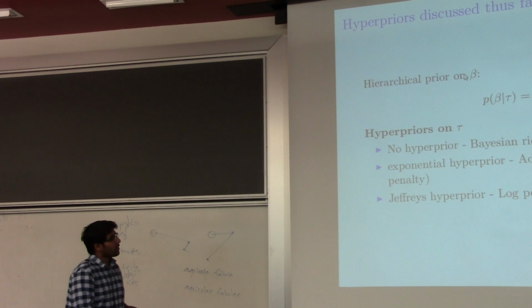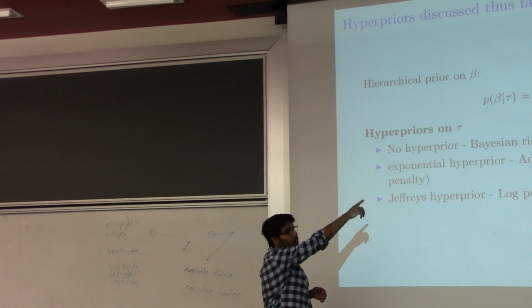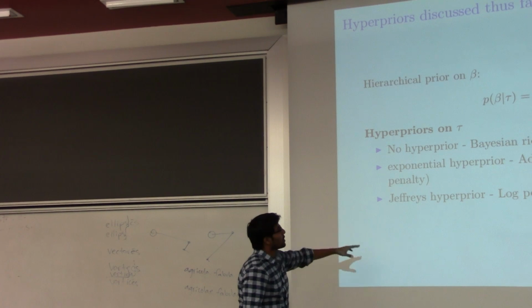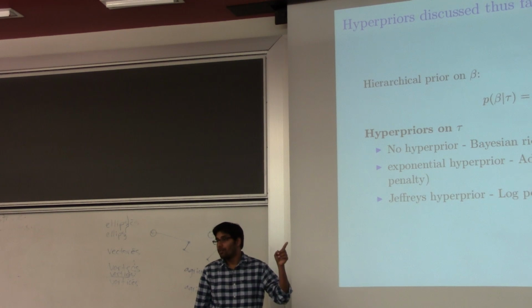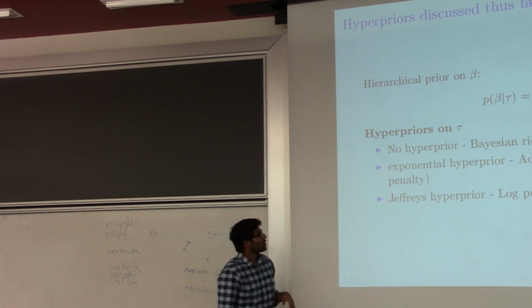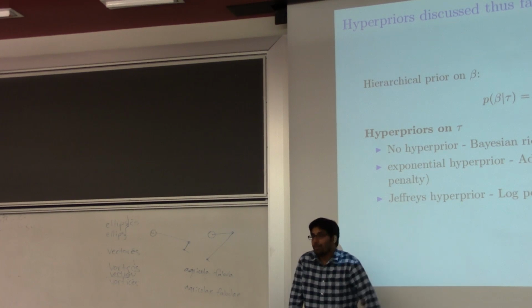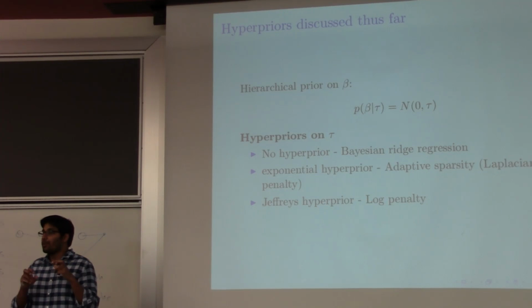Right, so thus far we saw that beta given tau is usually Gaussian. We usually put it as Gaussian. But then there are these choices for what you could do as a hyperprior on tau. When I'm saying it's no hyperprior, it does not mean that I'm not computing tau. You can still compute tau. So I will come to type 2 maximum likelihood.